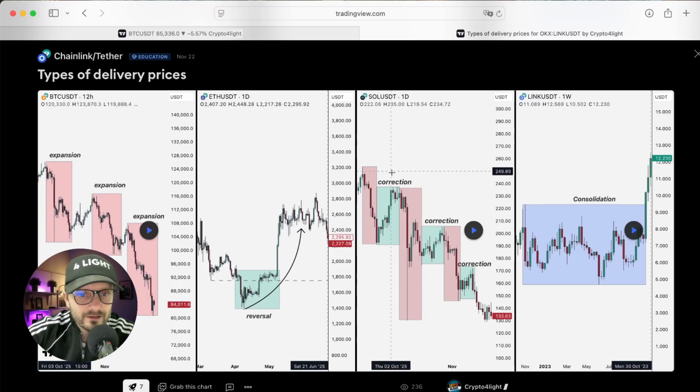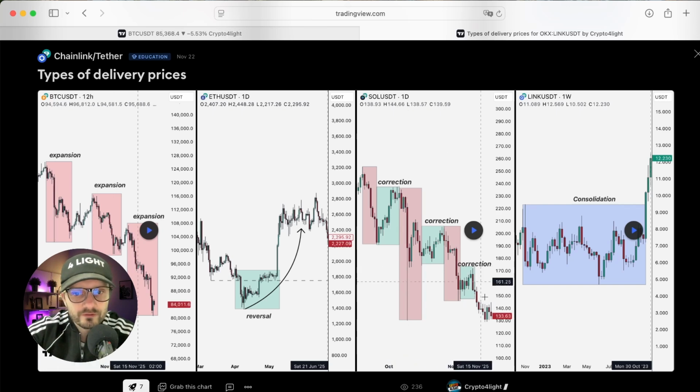After that, the next type of delivery price is correction. So expansion, correction. Usually we can retrace 50% of this expansion, or smaller or bigger. That's why you can use the Fib and identify the potential levels. Here's a drop, the wick of the candle. You remember this drop that happened recently, October 10. Bounce, correction, expansion. Correction, expansion.